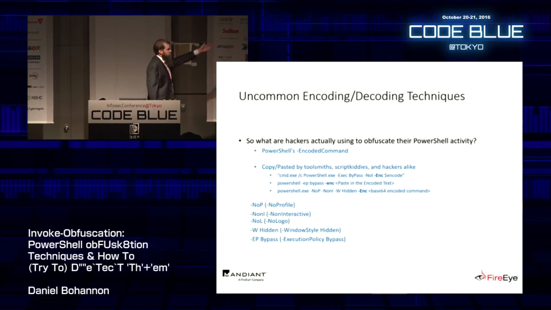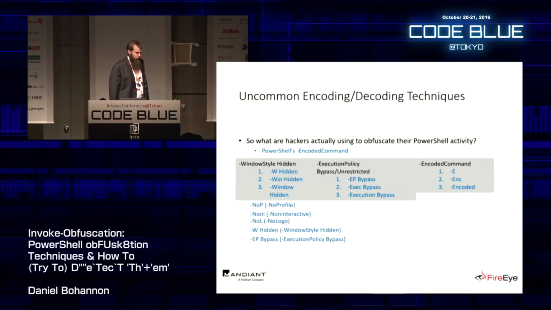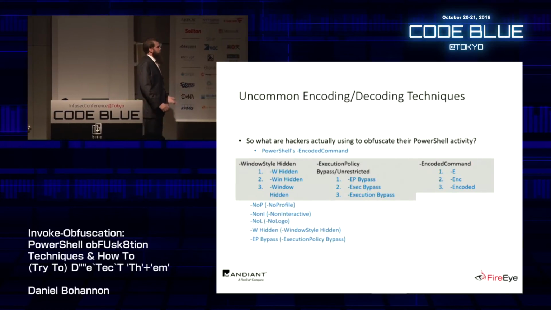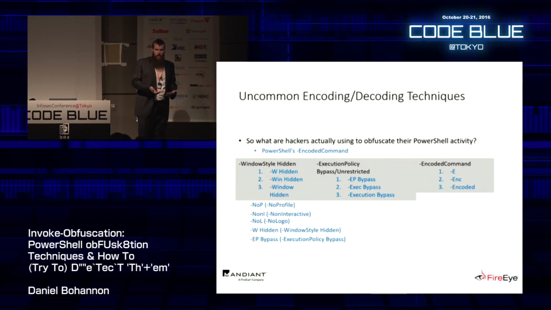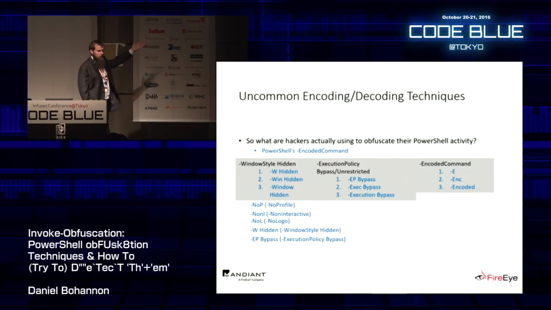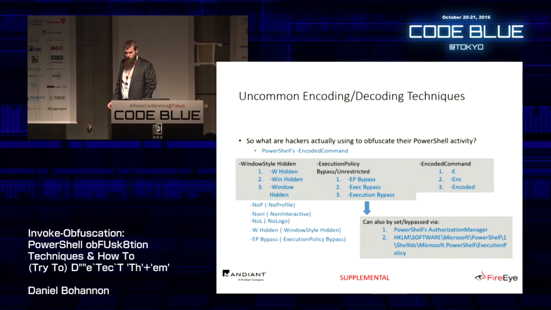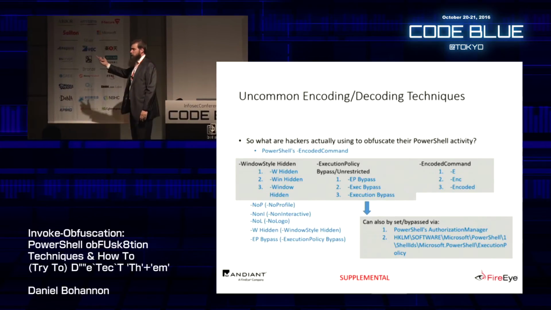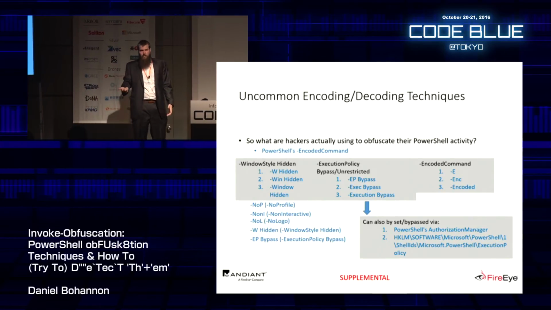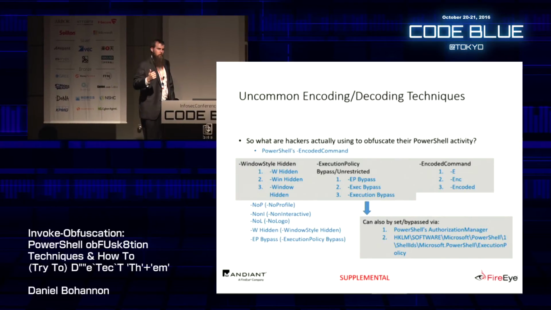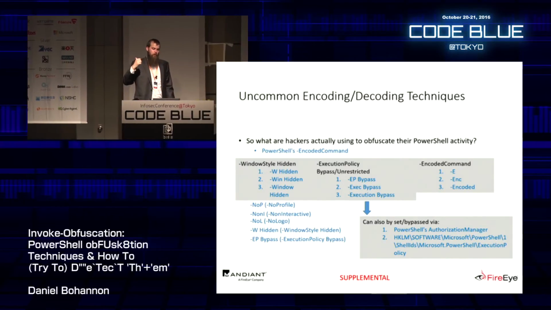A lot of times you'll see these flags here: no profile, non-interactive, no logo, execution policy bypass. And there are shortened ways that you can write these different flags. These are the most common ones that we see. And there are additional ways that, instead of specifying that flag, you can set the same thing in the registry before you even launch PowerShell. We've started to see commodity malware doing this.